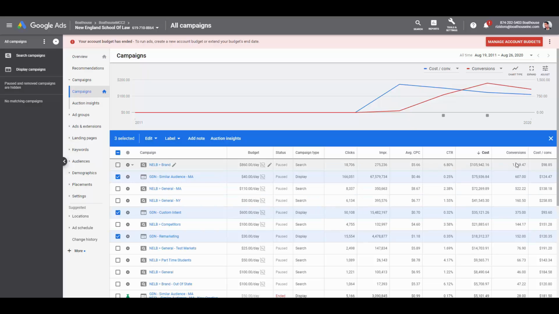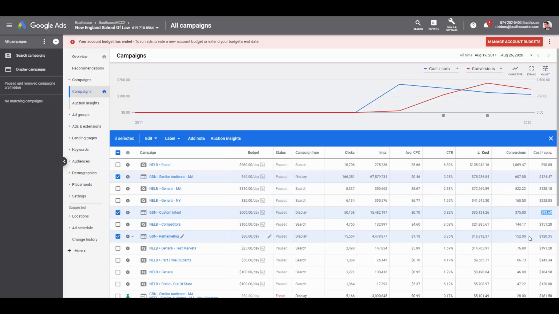So let's take a look at the conversions. This is a brand campaign, the first one. This one here is a brand campaign driving a lot of conversions at a very efficient cost. But look at these GDN campaigns, right? So this one drove a lot of leads, 607, more than the two general campaigns that we have here. And at a lower cost per lead, 124 versus 138 from search and 258 from this other search campaign. Now this other GDN campaign drove 374 leads at a $93 cost per lead, so much more efficient.